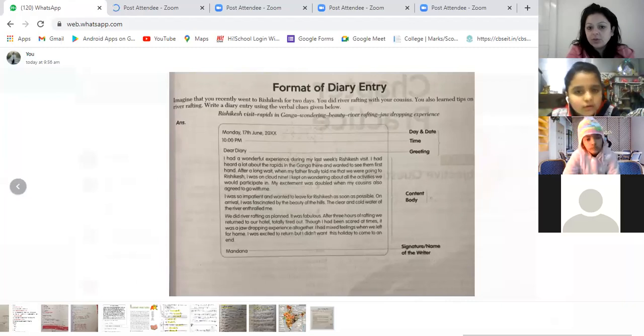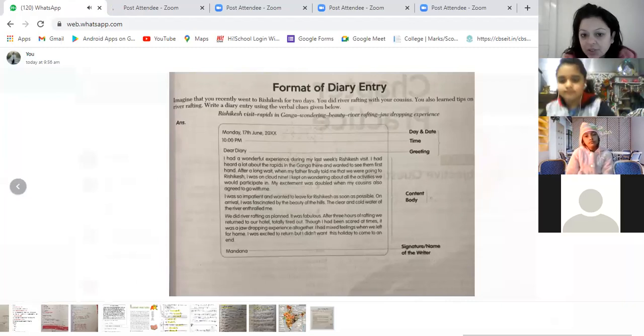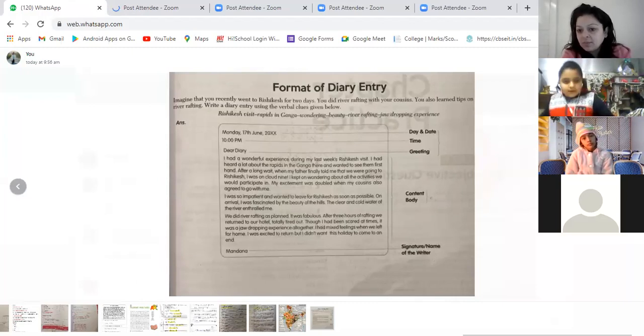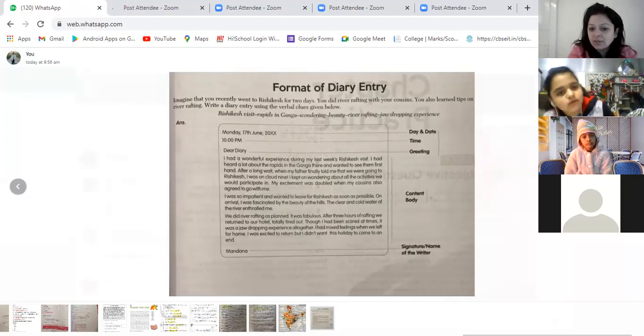Just write down, you don't have to write this question and nor this body, the passage that is written, the content of this one. We are only writing down the format. For the format, you have to write all the things given outside this box: day, date, time, greeting, content body, and then signature, name of the writer.